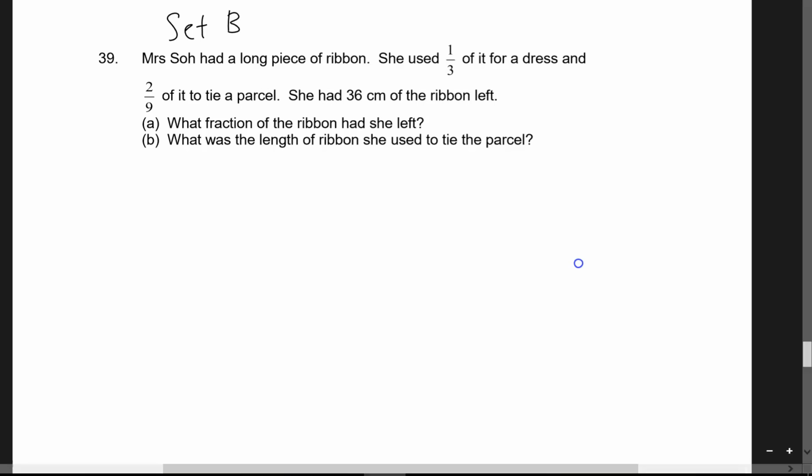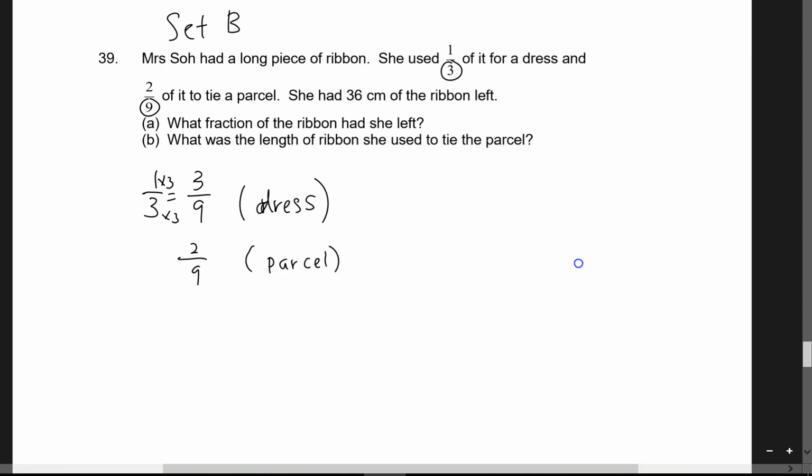So we have this person called Mrs. So, had a very long piece of ribbon, and she's going to use 1/3 of it for a dress, 2/9 of it for a parcel. Okay, same thing when I see this kind of thing, I know the first thing I want to do, since we are talking about the same ribbon, we would want to change it into common denominator first. Okay, now writing it out will also help. Okay, to describe to me, oh, 3/9 is for the dress, whereas 2/9 is for the parcel.